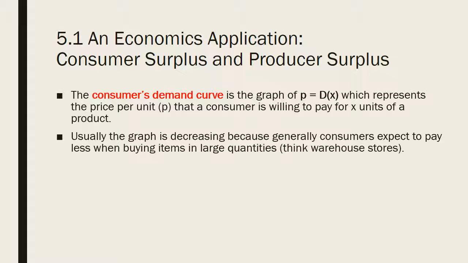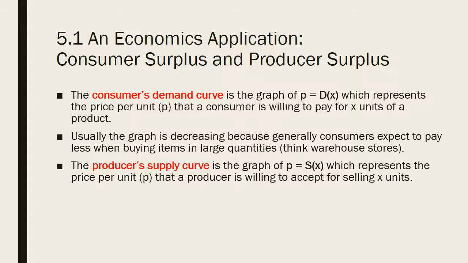Usually the graph is decreasing because we tend to expect to pay less when we buy things in bulk. Think about warehouse stores like Sam's Club or Costco or BJ's. When you buy items in bulk, you expect that you're going to pay less per unit for them. So this is going to be a decreasing curve.